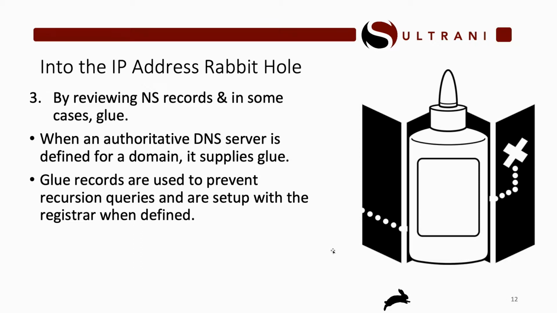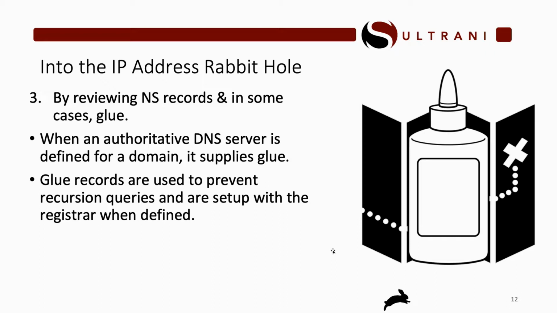So rule number 3, I won't do too many more of number 2 just because it's pretty straightforward. Rule number 3 is looking at the name server records, and in some cases the glue. If you're not familiar with that term, if you define an authoritative DNS server, so mydomain.com, if I wanted my own name servers, like ns1.mydomain.com, okay, I'm defining my own name server, in which case I'm defining an authoritative name server for my domain.